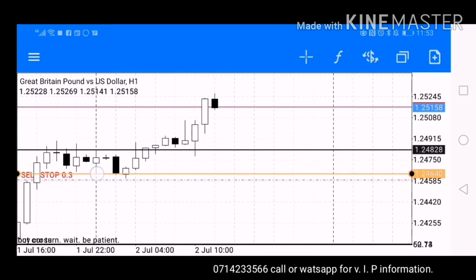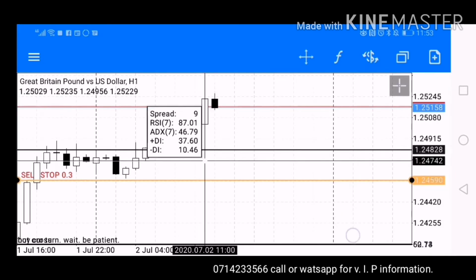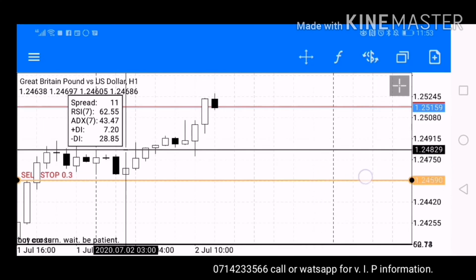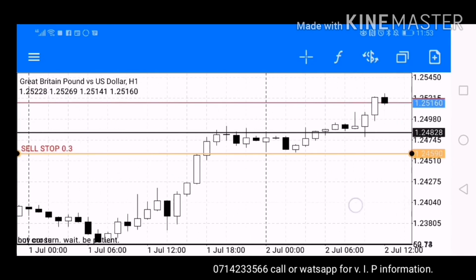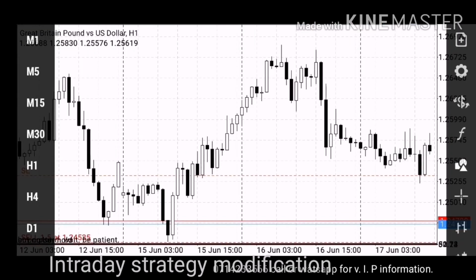After this fake move, as we call it, you're going to put your stop loss right about here, and then wait for it to play out. Okay, let's backtest this strategy. Okay guys, now let's backtest this strategy.